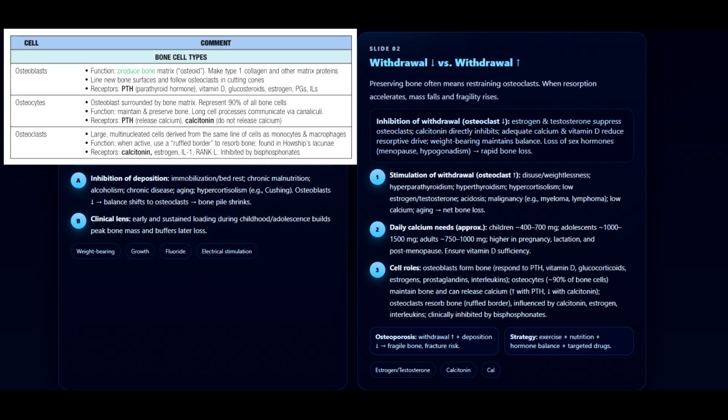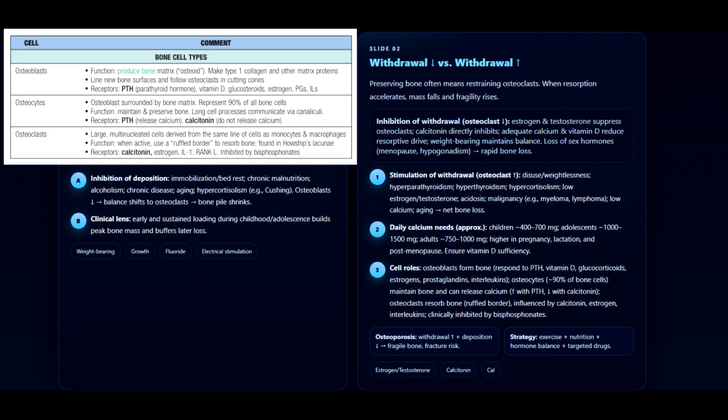To put this into a clinical perspective, think of osteoporosis. It's essentially the unchecked dominance of mechanism 4, stimulation of withdrawal, combined with reduced mechanism 1, stimulation of deposition. Understanding these 4 pathways gives us a framework to understand not just disease, but also the strategies we use for prevention and treatment: exercise, nutrition, hormone replacement, and targeted drugs.